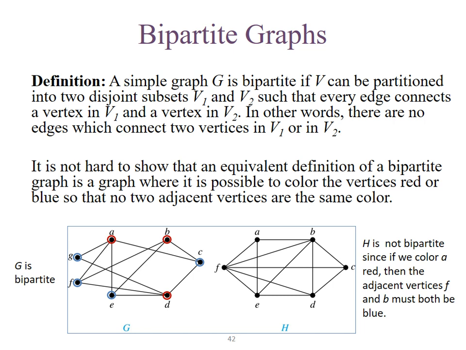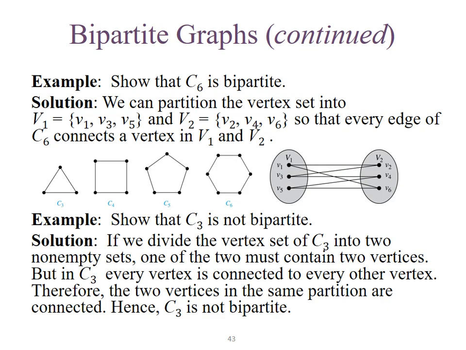All right, next we will see bipartite graphs. So let's see the definition. A simple graph G is bipartite if V can be partitioned into two disjoint subsets V1 and V2, and every edge connects a vertex in V1 and a vertex in V2. So maybe we can see this example.